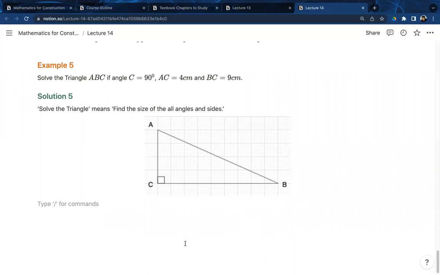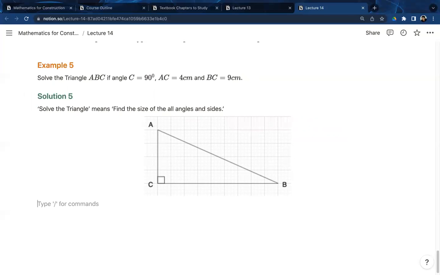ABC in a clockwise direction. Angle C is the 90-degree angle here. And AC is 4 and BC is 9. So I actually drew it to scale: 1, 2, 3, 4 blocks on top and 1, 2, 3, 4, 5, 6, 7, 8, 9 blocks across. So this is a triangle here.